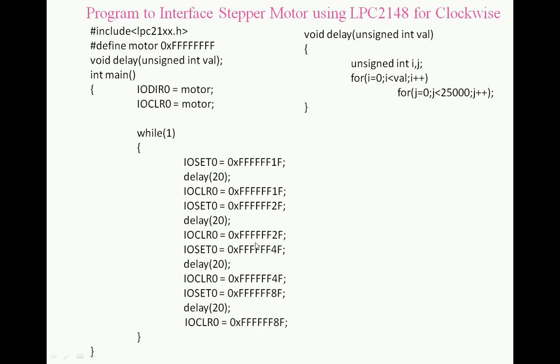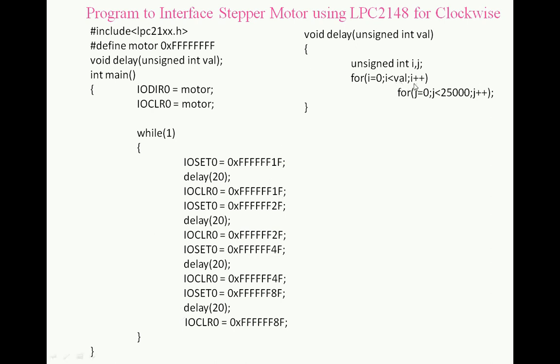So like this A B C D we are activating with some delays, and these statements are kept in the infinite loop while of 1. So that's why here the statements are continuously executed: A activating, B activating, C activating, and D activating. So like this continuously the motor is going to be rotating in the clockwise direction, 360 degrees, right?